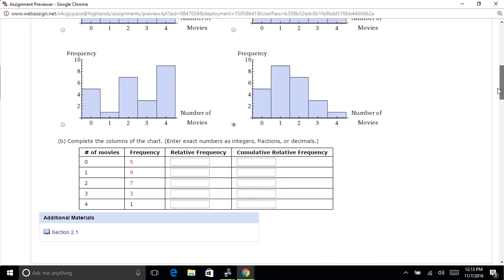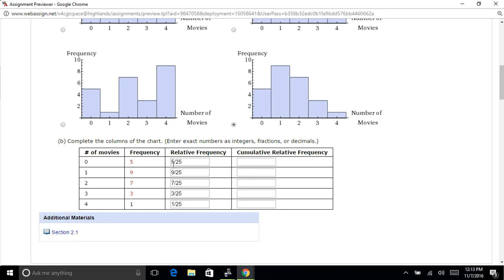All right, the next step it wants me to do is calculate my relative frequencies. So if I add up all my numbers together, 5 plus 9 plus 7 plus 3 plus 1, I get 25. So my first relative frequency is 5, which I get from here, divided by 25. For the next one, it's 9 divided by 25. Next one is 7 divided by 25. Next one is 3 divided by 25. And the next one is 1 divided by 25.